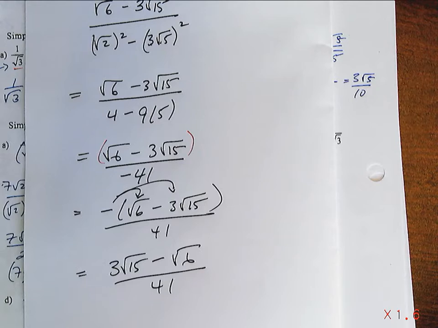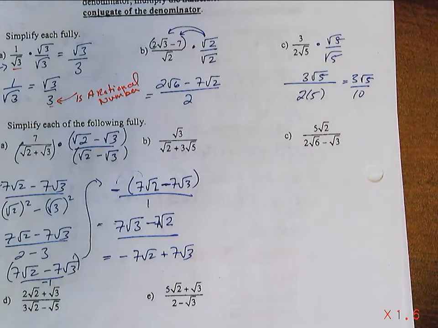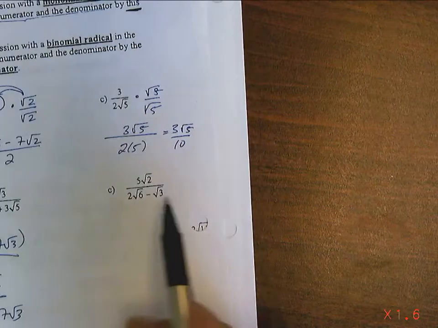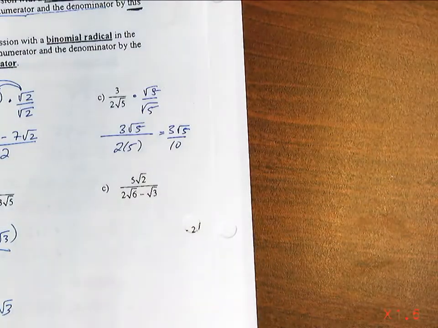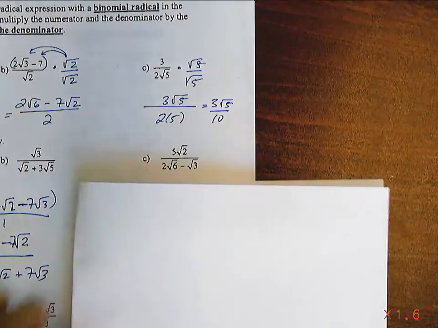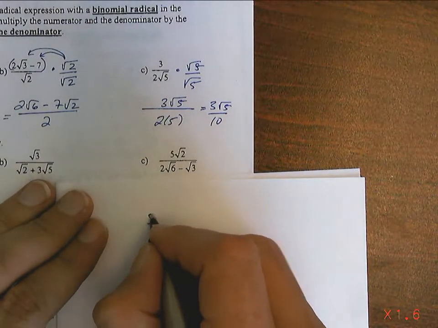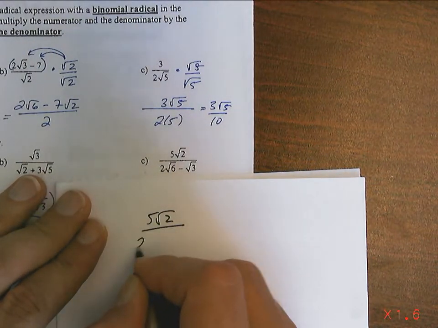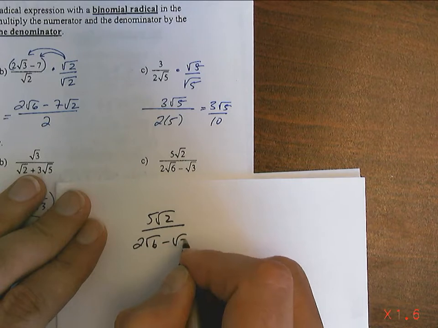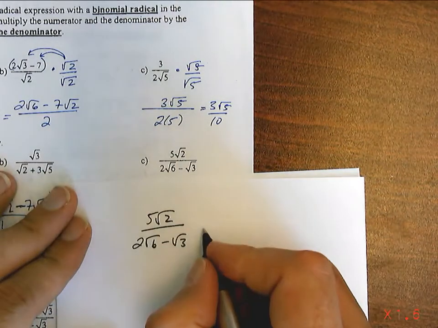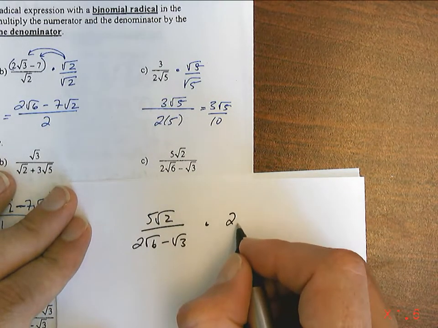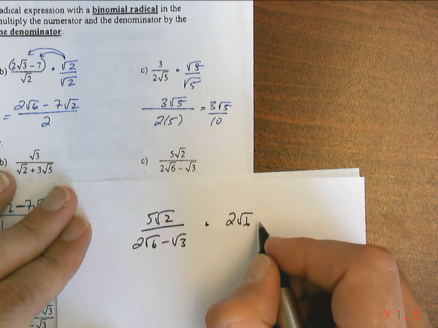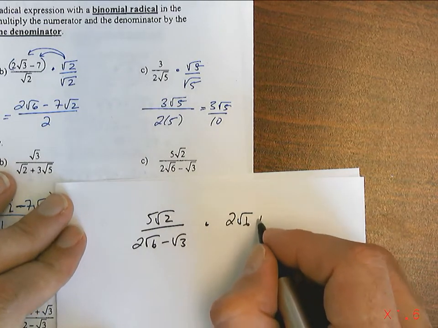Okie dokie. This one. Again, concerned that I'm kind of running out of space, so I'll do it here. 5 root 2 over 2 root 6 minus root 3. The conjugate for the denominator is all that I'm worried about. Don't worry about the top. I'm allowed radicals on the top.